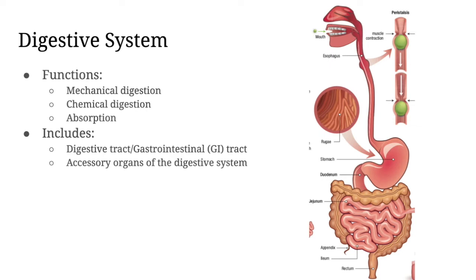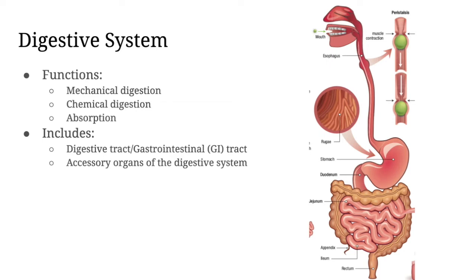With the functions, again, mechanical is a physical breakdown of food. Chemical would be a chemical breakdown of food. That's really the main difference. They're both getting food into smaller pieces so that they can be absorbed. What is included in your digestive system is the digestive tract. It's also called the GI tract or gastrointestinal tract. And then you also have accessory organs of your digestive system.